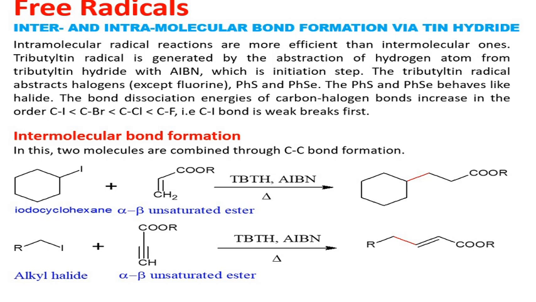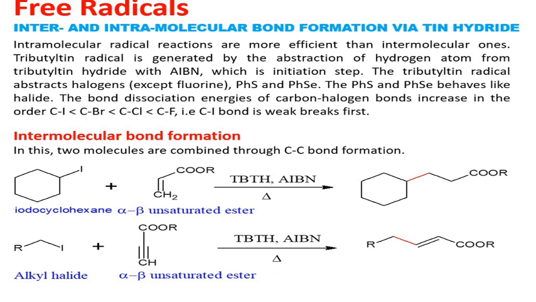We have to study carbon-carbon bond formation, intermolecular and intramolecular, through the intermediate free radical, and this free radical is generated via tin hydride. The intramolecular radical reactions are more efficient than intermolecular ones. In the reference books or different research papers, we find more intramolecular reactions as compared to intermolecular reactions.